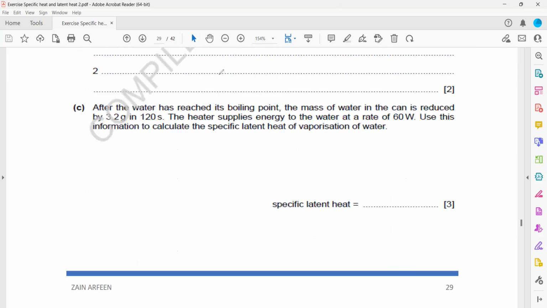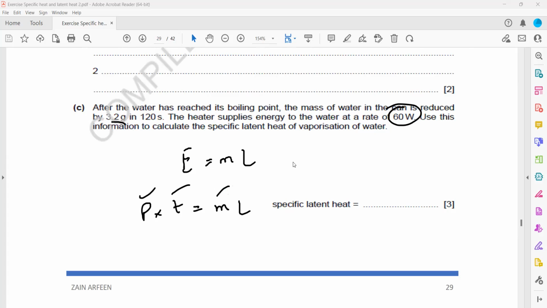Then we need the latent heat. So energy is mass into latent heat. We have the power, so energy will be power into time, equals mass into latent heat. We have power, time, and the mass as well, so we'll get the latent heat. So 60 into 120 will give us the energy, and divide by 3.2. So we'll get joule per gram, the value for latent heat. That's how much? 7,200 divided by 3.2 is 2,250. Okay.